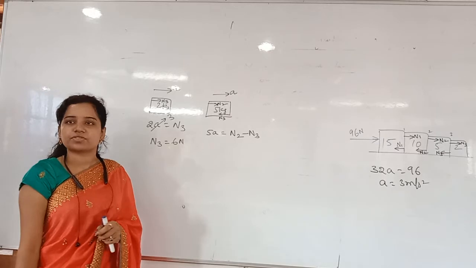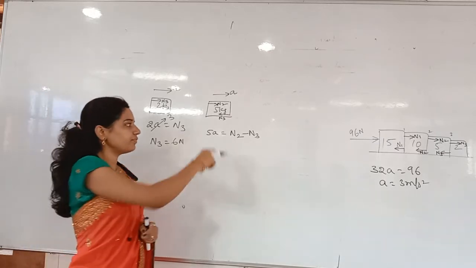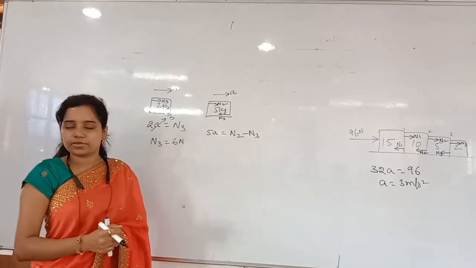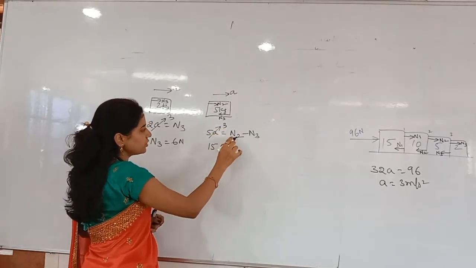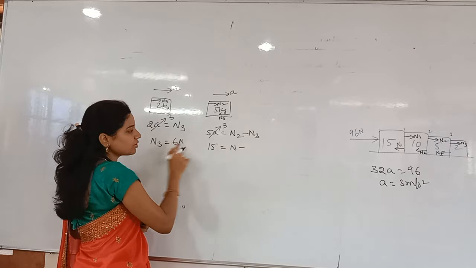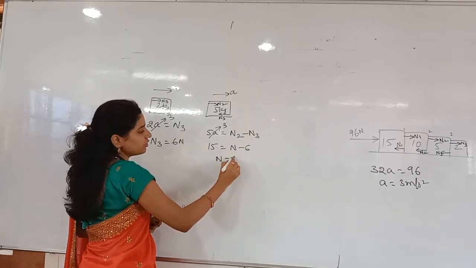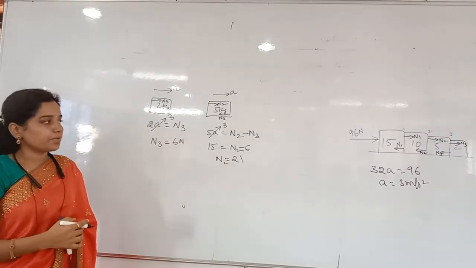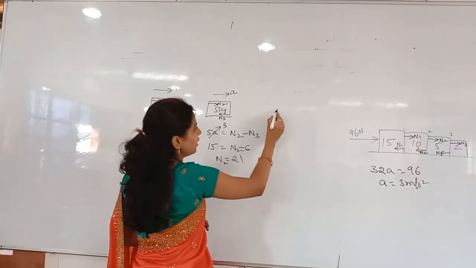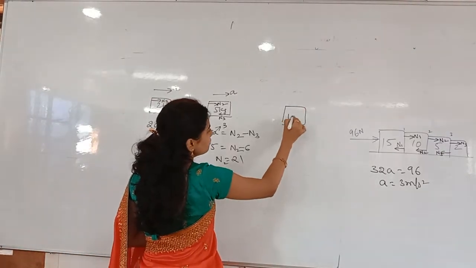Later on you can copy. First of all, so here 5A is equal to N2 minus N3. Then A is how much I said already? 3. So 15 is equal to N2 minus N3, which is how much? 6. Then N2 is equal to 21. Correct?